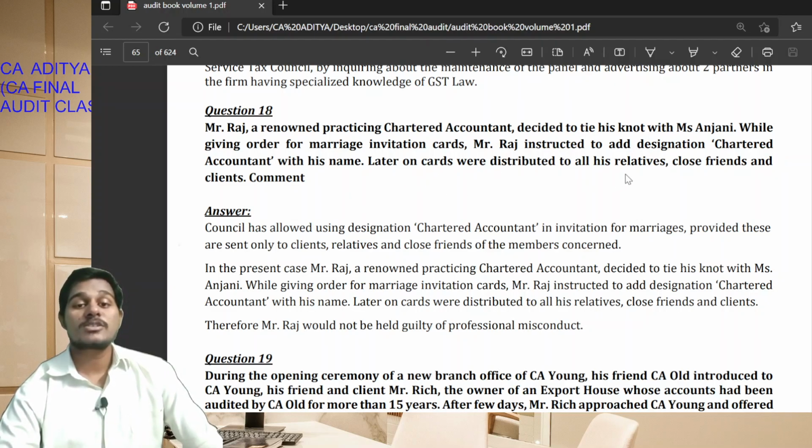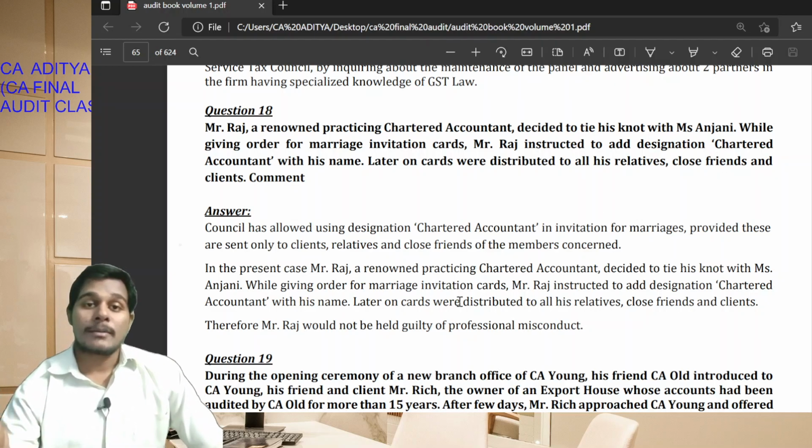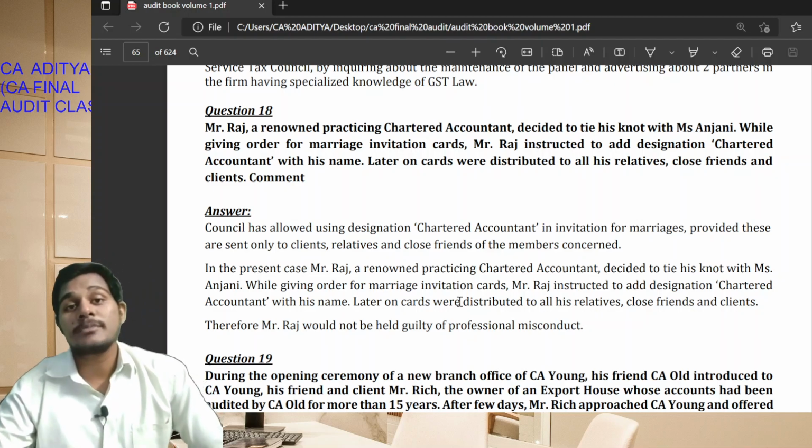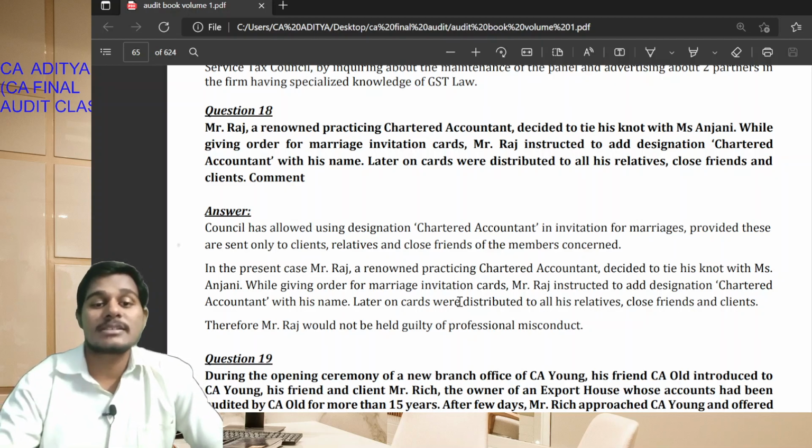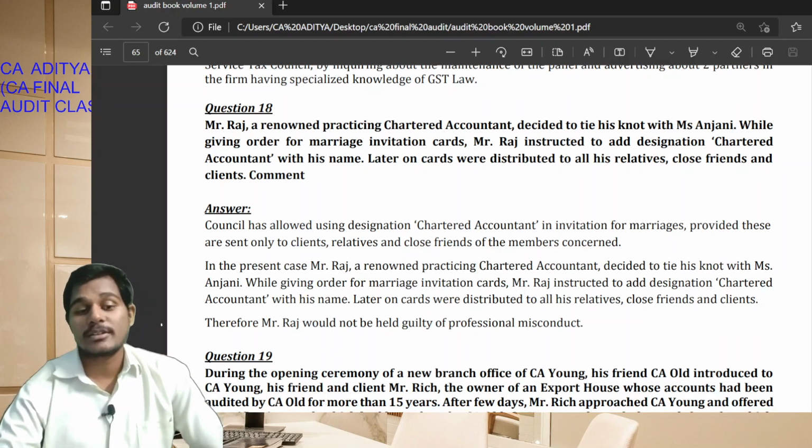Later on, the cards were distributed to all the relatives, close members and clients. See, an invitation letter including the name "chartered accountant" may be provided to clients, close family members and friends. Since in this case that is so, Mr. Raj will not be guilty of professional misconduct.